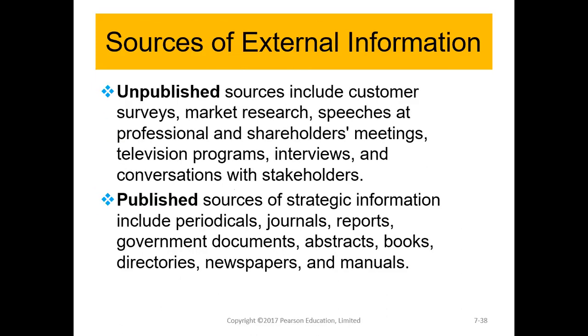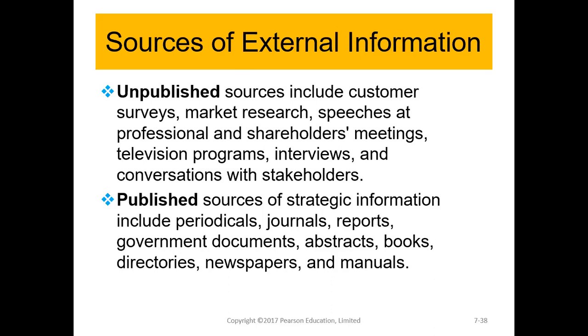So where do we actually gather such type of external information? We can have it from unpublished sources or published sources. Unpublished, like conducting customer surveys, or speeches at shareholders meetings, or television programs or interviews. They can refer to something, and then you can grab that information as an external opportunity or external threat. Or you could have published sources in journals, reports, government documents, abstracts, books, newspapers or manuals. All these could be sources for your strategic information.